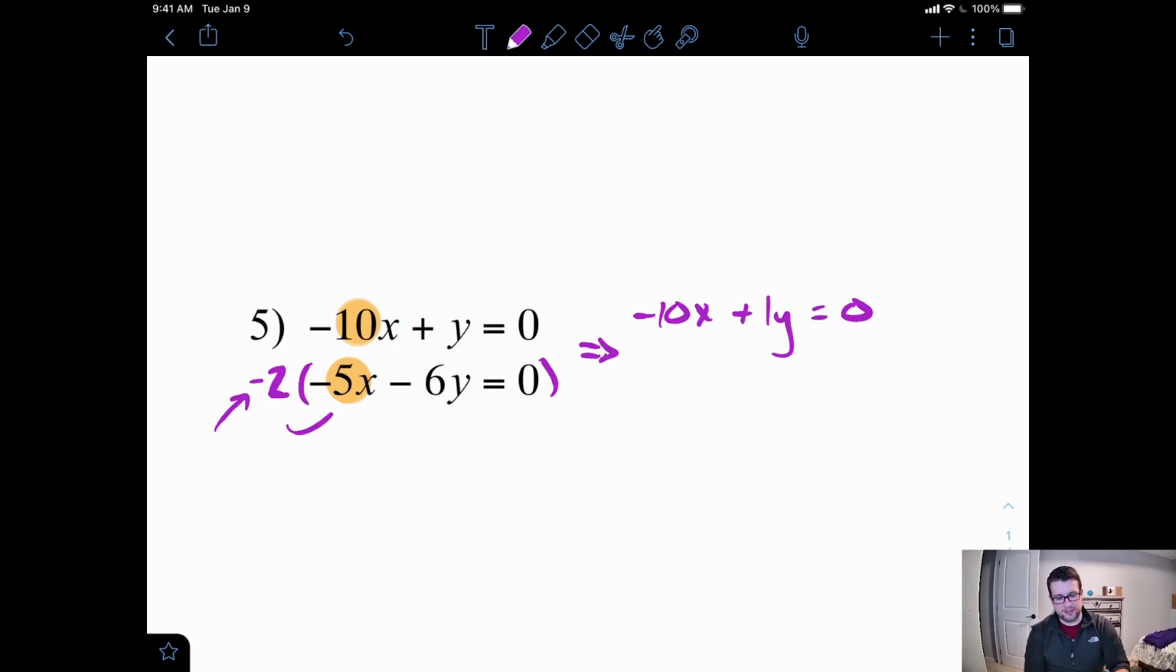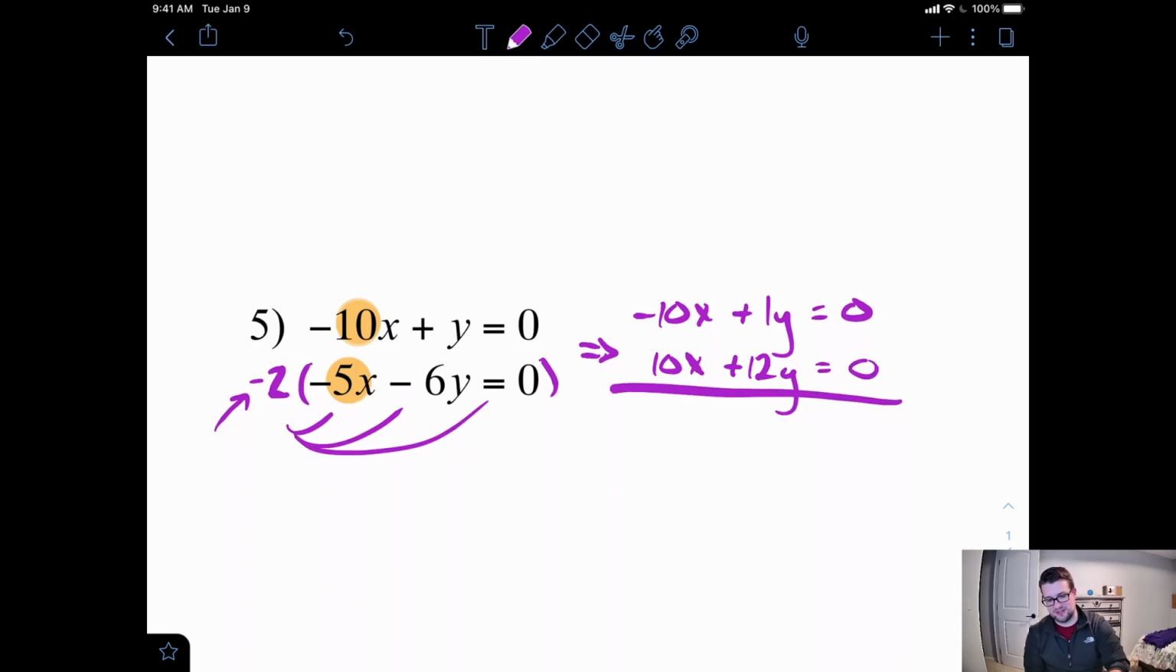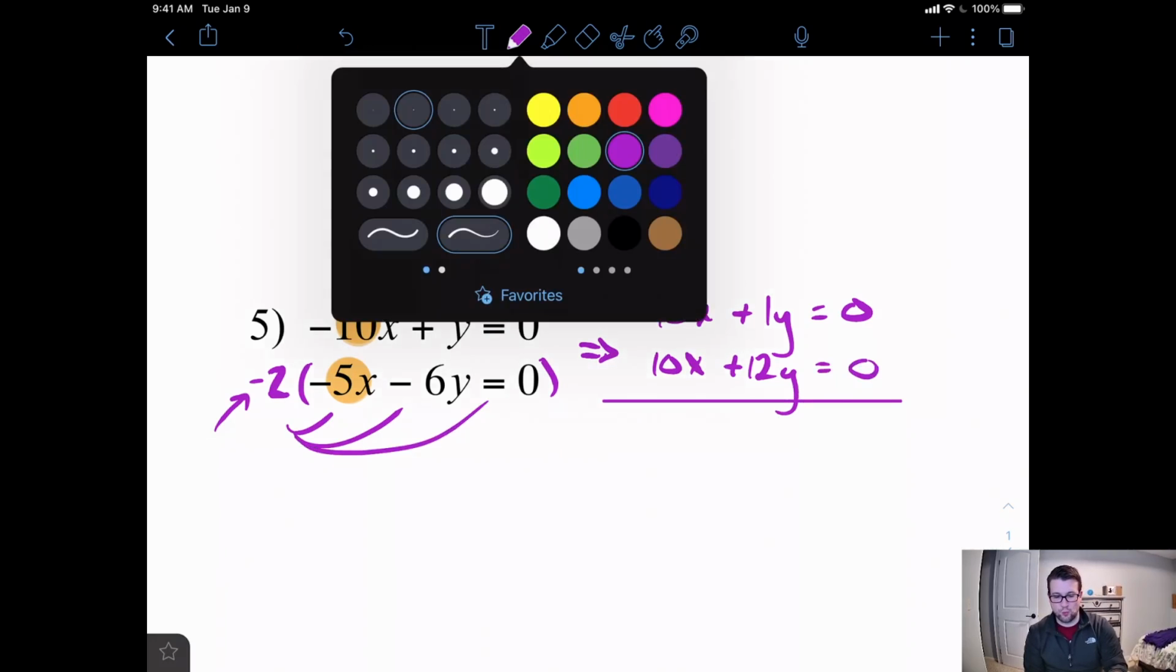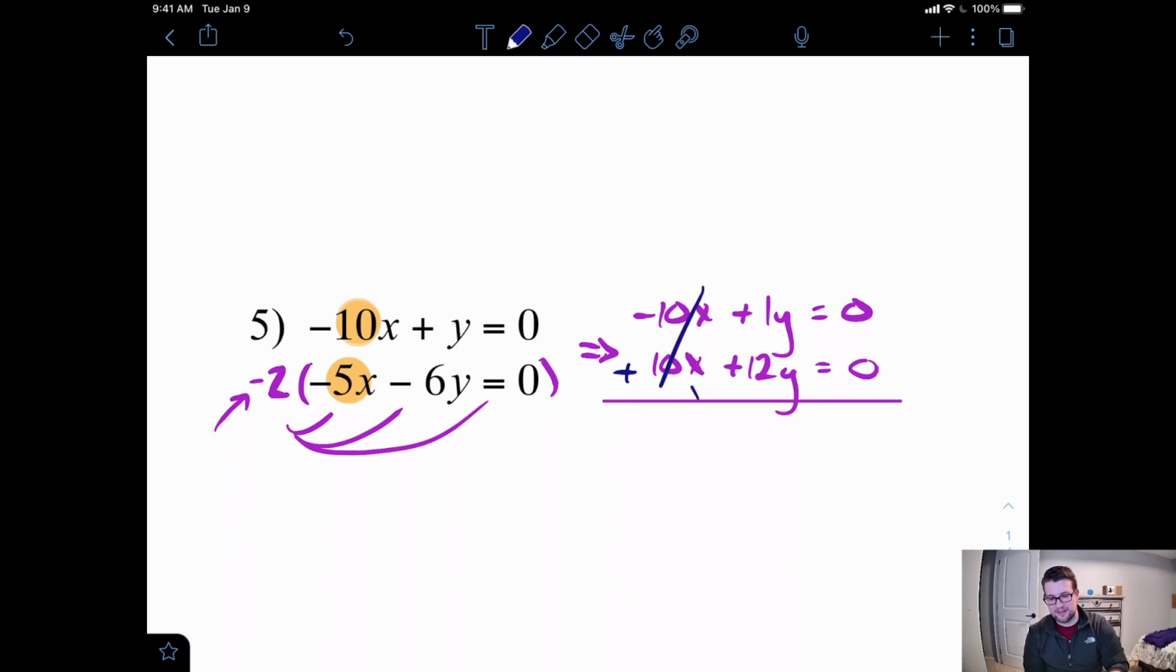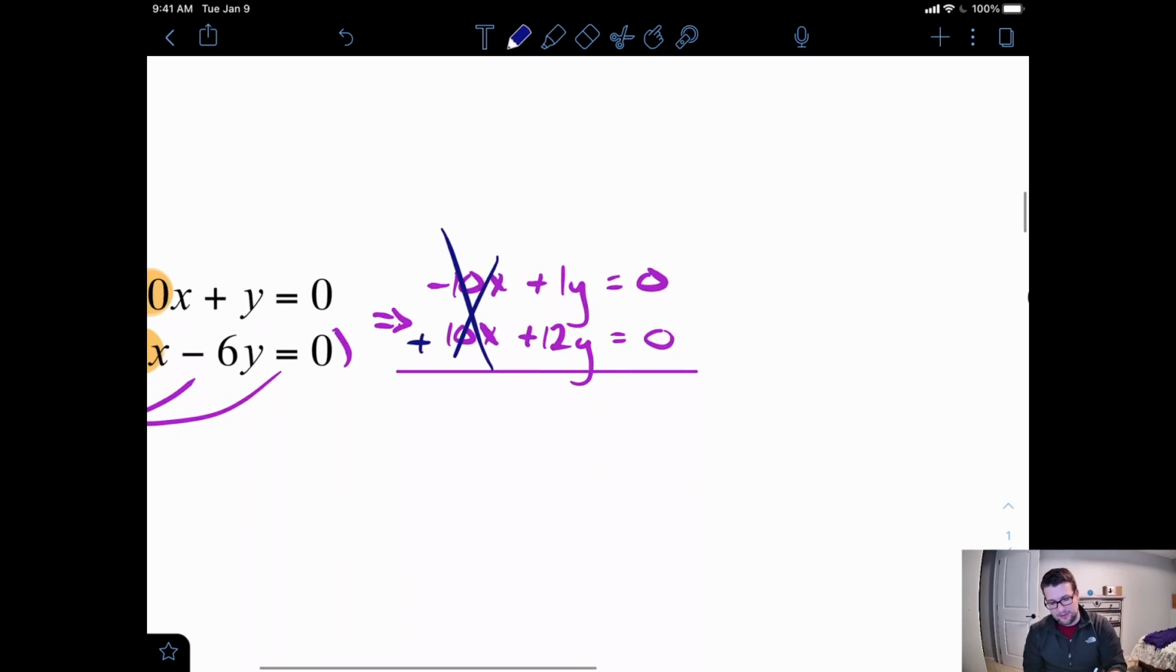Now, my top equation doesn't change. My bottom equation, negative 2 times negative 5x is going to be a positive 10x. Negative 2 times a negative 6y is a positive 12y. And negative 2 times 0, well, that's just still 0. Now, when we come over here, it's when we add that we get to cancel those out. So those go away. Now, 1y plus 12y, that gives me 13y, and 0 plus 0 is 0.